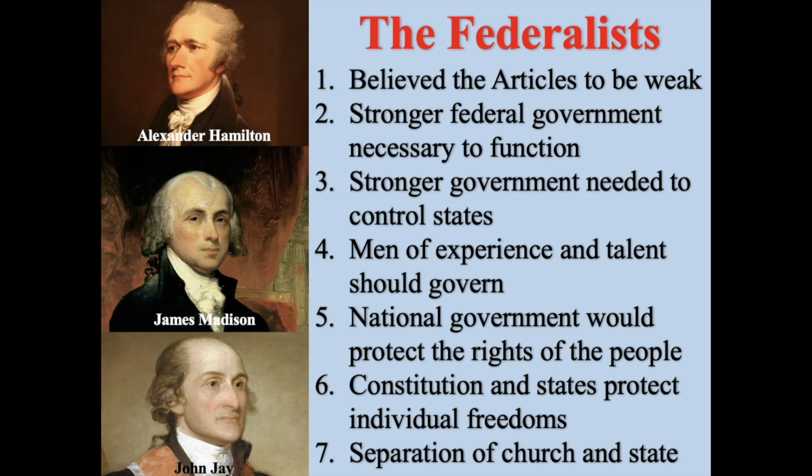The drafters and early supporters of the new Constitution quickly assumed the title of Federalists, that is, those that supported a new and revised system of government known as federalism, in which the power of the central government would be greater than those of the states, as outlined by the proposed Constitution. The Federalists included such political minds as Alexander Hamilton, James Madison, and John Jay. Collectively, they believed the Articles of Confederation were too weak. A stronger central government was necessary to function and control the states.